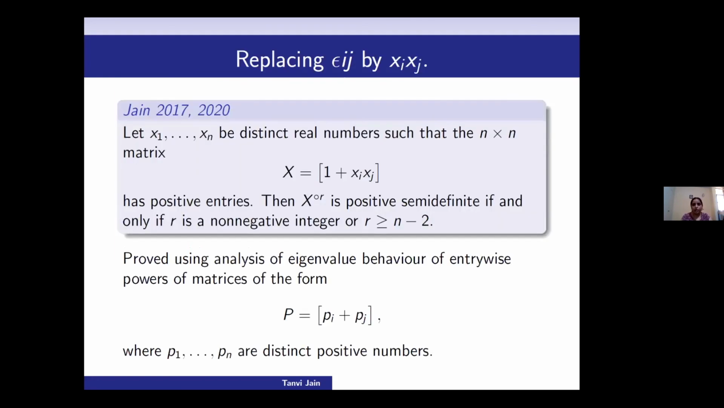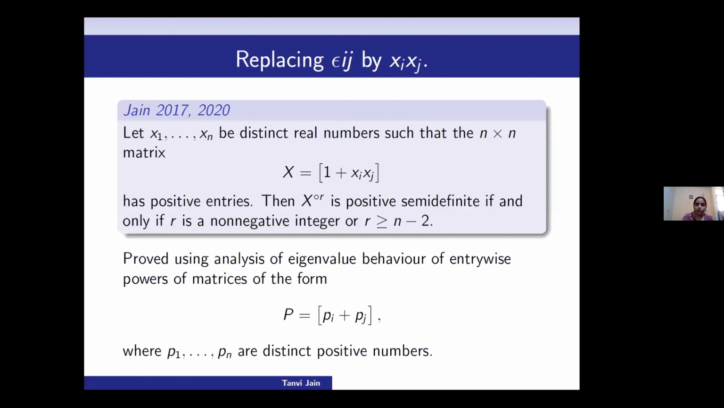In fact, we're coming to the end. We can replace epsilon_ij by any x_i's as far as the x_i's are distinct and 1 plus x_i x_j is strictly greater than 0. So (1 plus x_i x_j) power R would be positive semi-definite if and only if R is greater than or equal to n minus 2 or R is an integer. That means it's not the existence of the matrix, it's for all matrices of this form, 1 plus x_i x_j.